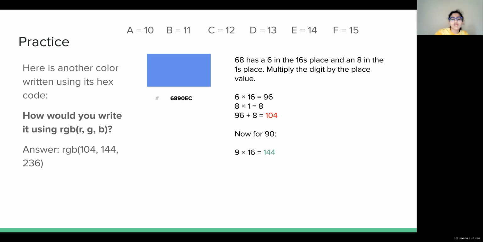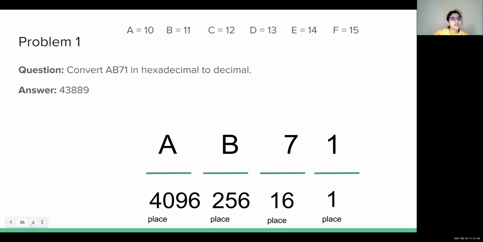Now for the 90, we have 9 times 16, which is 144. And then there's a 0 in the 1's place, so we would just have a 0. We add 144 to 0 and we get 144. And then for the EC, we multiply the 14, which is what E represents, by 16, and we get 224. Then we add the 12, or the C, and you get 236. Does anyone have any questions? If not, we can move ahead.